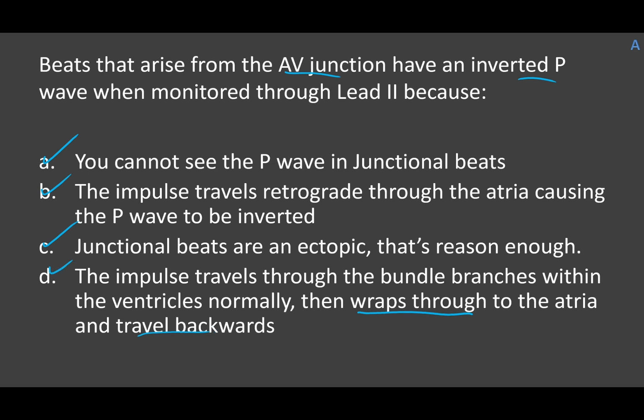So after walking through those, yeah, B is your answer. The impulse travels retrograde through the atria, causing the P wave to be inverted because it's traveling away from lead 2.